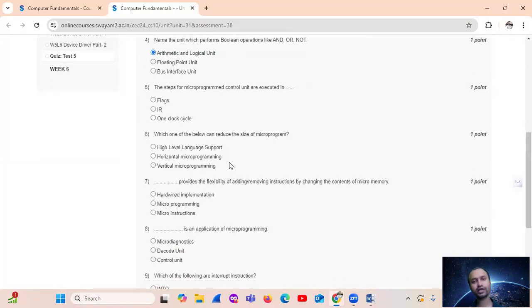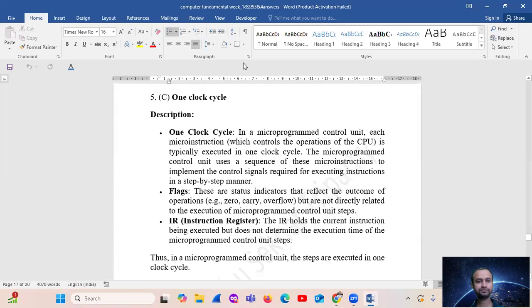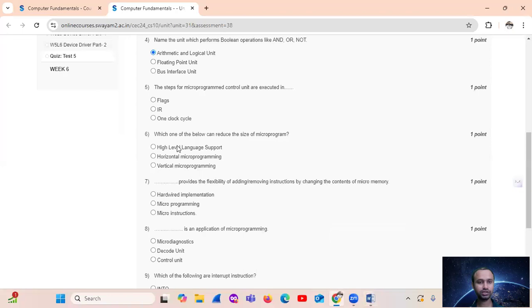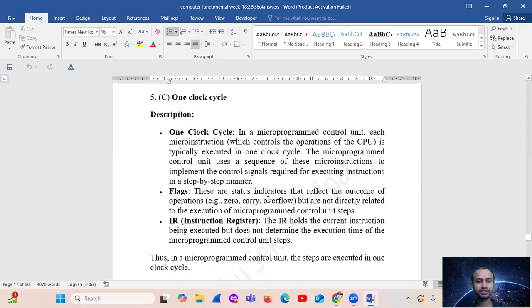Question 5. The steps of microprogram control unit are executed in dash. इसका आंसर हो जाएगा one clock cycle, that is option number C. So in a microprogram control unit, these micro instructions, which control the operation of the CPU, are typically executed in one clock cycle. The microprogram control unit uses a sequence of these micro instructions to implement the control signals required for executing instructions in a step-by-step manner.